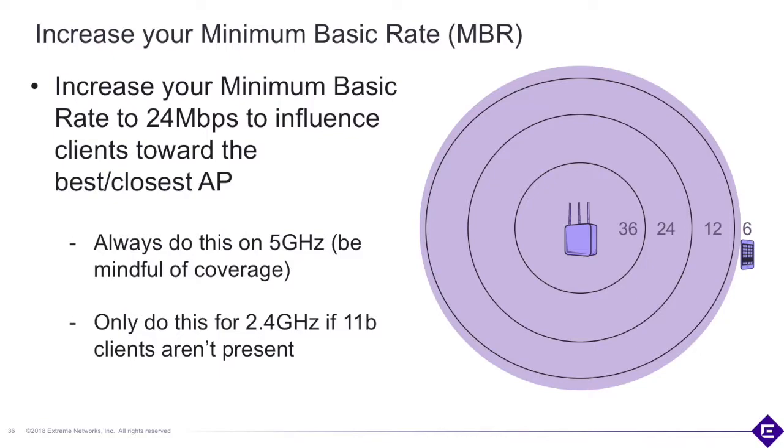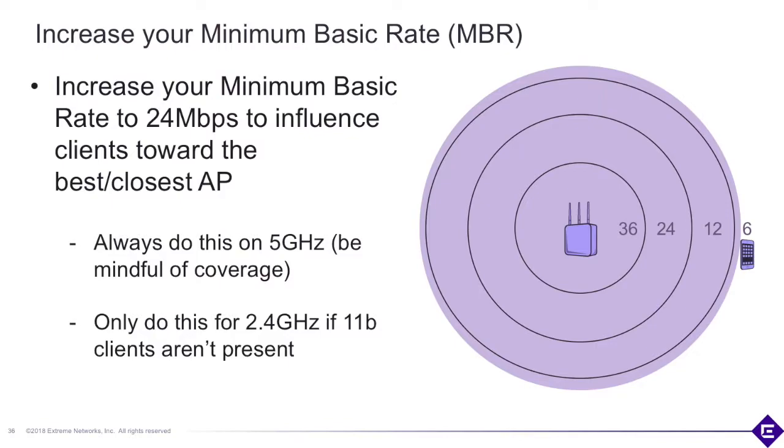One of the ways to do this is by increasing your minimum basic rate. Many frames must use the minimum basic rate whenever they're transmitted. This includes your beacons and your probe requests and responses. So it's very important to try to speed those up because those frames are taking up your airtime. And the faster we can talk, the less airtime we're taking up.